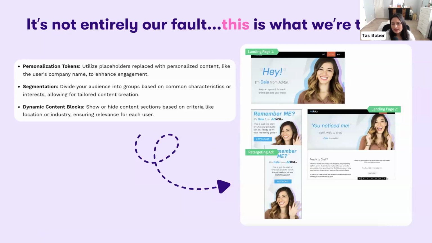I was like, let's see what the best practices are out there for these ABM landing pages. Okay. This is from an article from like CMO.com or something. So all the CMOs are over here sending you articles from this website saying, hey, why aren't we doing personalized ABM landing pages? But this is what they're saying on there. This is what personalized ABM landing pages look like. Personalization tokens. So use placeholders and replace it with personalized content like company name to enhance engagement. Number 2, segmentation. Divide your audience into groups based on common characteristics or interests, allowing for tailored content creation. Okay. 3rd, dynamic content blocks. Show or hide content sections based on criteria like location or industry.